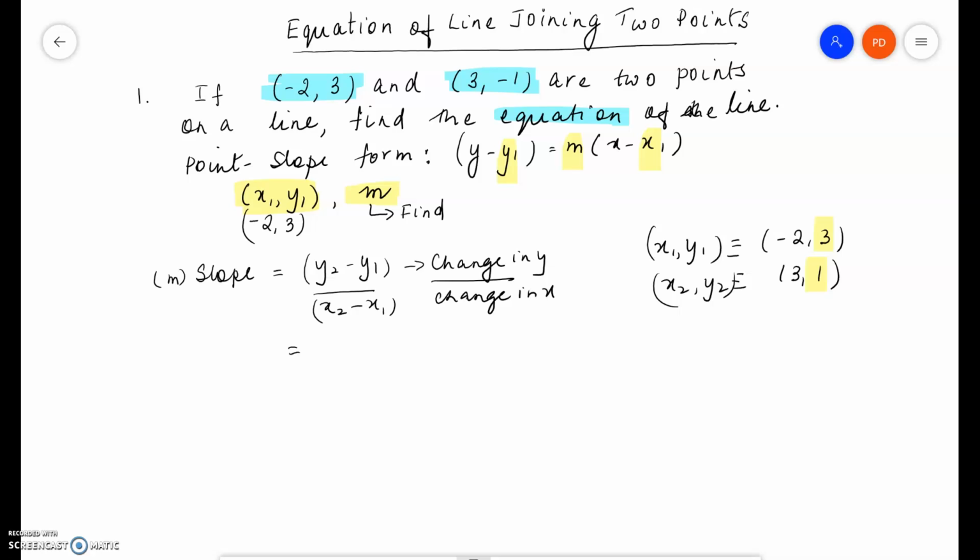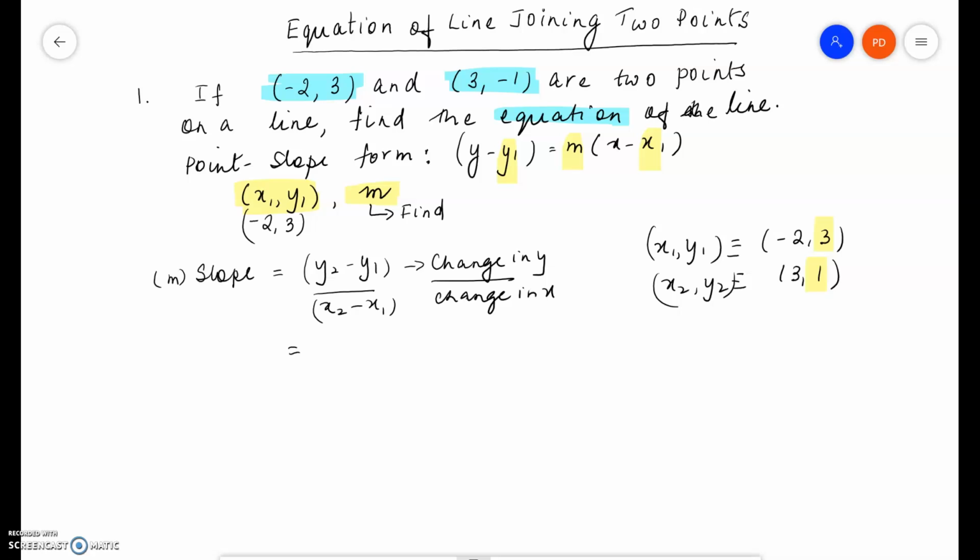So here we're going to find the equation of the line joining the two given points highlighted in blue. The first point is (-2, 3) and the second point is (3, -1). If these are the 2 points, can we find the equation of the line joining the 2 points? For this we use the point slope form.